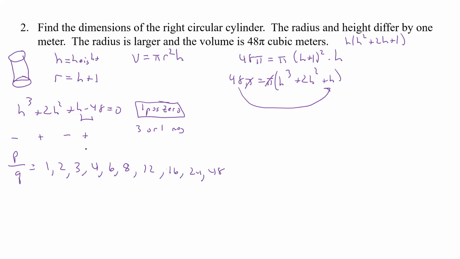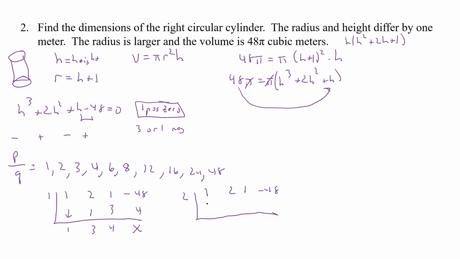And so let's start at the bottom. Let's go 1. And so we have 1, 2, 1, negative 48. 1, 1, 3, 3, 4, 4, no. And so 2. So we have 1, 2, 1, negative 48. 1. That's 2. That's a 4. That's an 8. That's an 8. That's 16. That's a no.